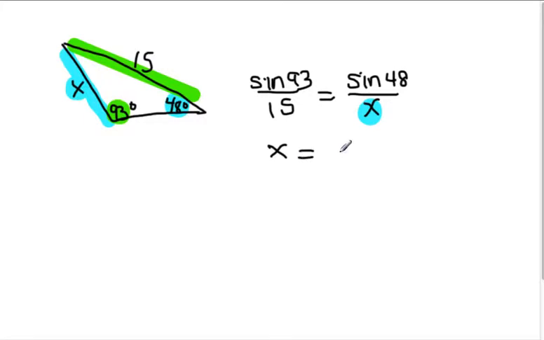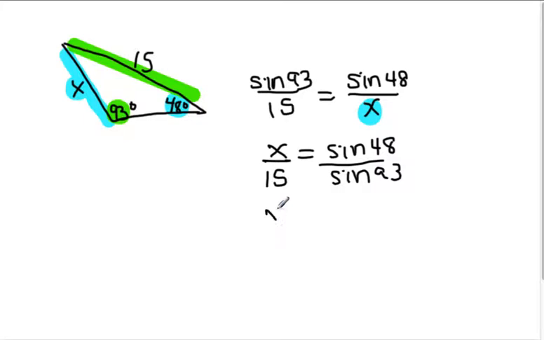So I'm going to say x over 15 is equal to the sine of 48 over the sine of 93. Okay, and now I want to get x by itself, so I'm going to multiply both sides by 15. So I'm going to take 15 times the sine of 48 over the sine of 93.